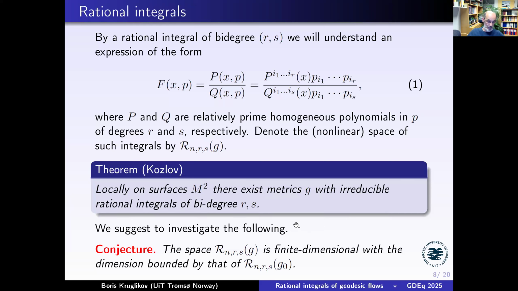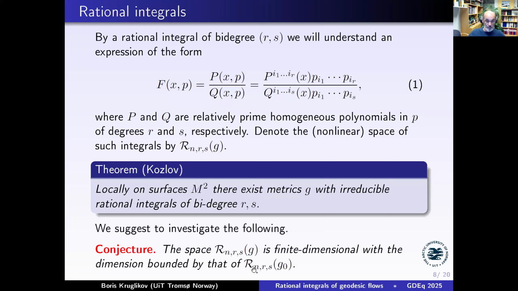The main target of today's discussion is to understand the space, and the conjecture is the following. This space of rational integrals of bidegree (r, s) is finite dimensional and its dimension is bounded by this, for the flat metric. Here the parameter is the metric g, a functional parameter indeed. The story is local. It's already a local story. It's complicated, and the statement is that the space of such things is finite dimensional and the dimension is bounded by this.